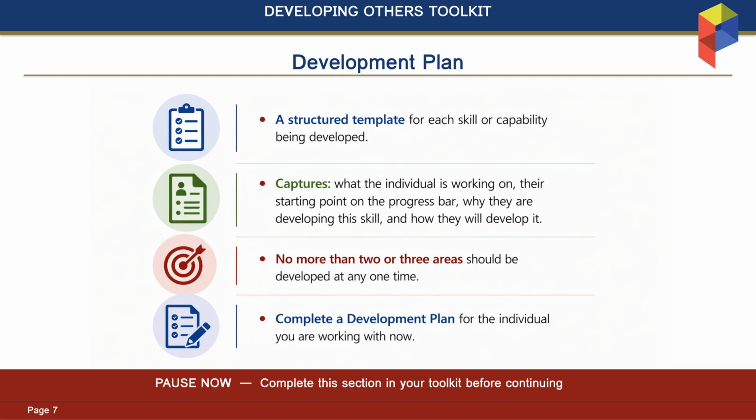Turn to page 7. The development plan is a structured template for each skill or capability being developed. It captures what the individual is working on, their starting point on the progress bar, why they are developing this skill, and how they will develop it. No more than 2 or 3 areas should be developed at any one time. Pause the video now and complete a development plan for the individual you are working with before continuing.